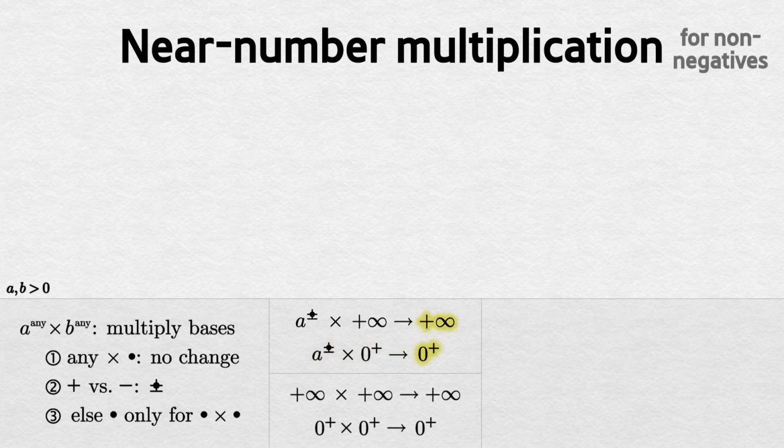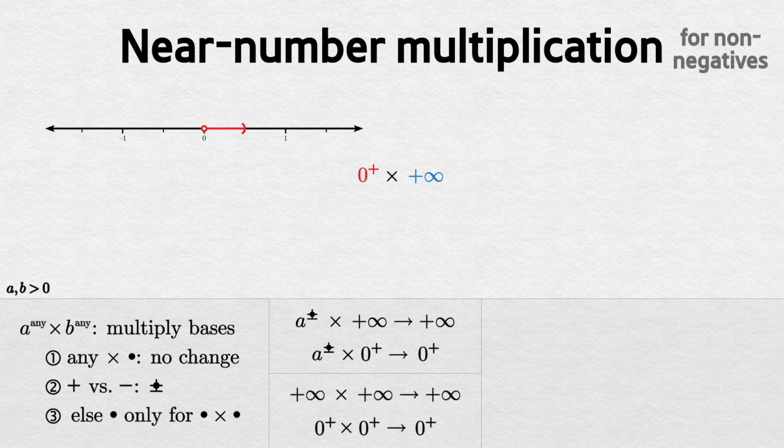It appears that positive infinity and 0 plus are the big winners for multiplication, just as positive infinity and negative infinity were for addition. We'll note why this isn't surprising in the third video of this lesson. So what happens when we multiply 0 plus times positive infinity? Remember, this isn't the number 0 anymore.